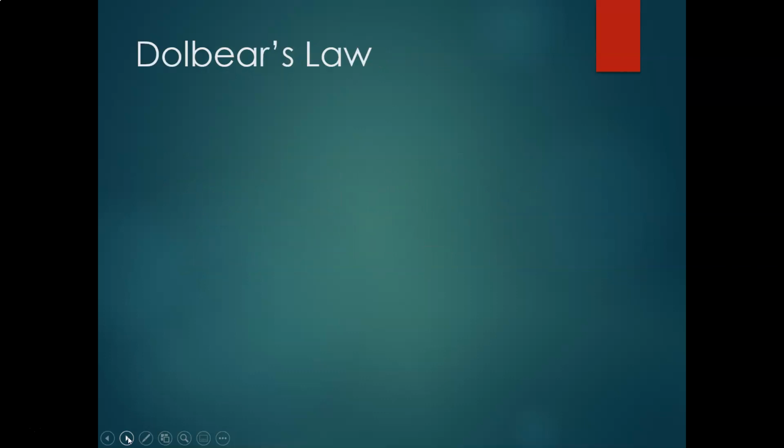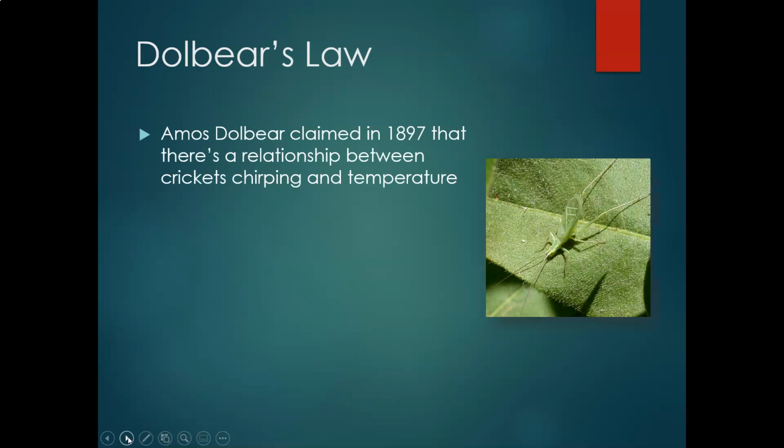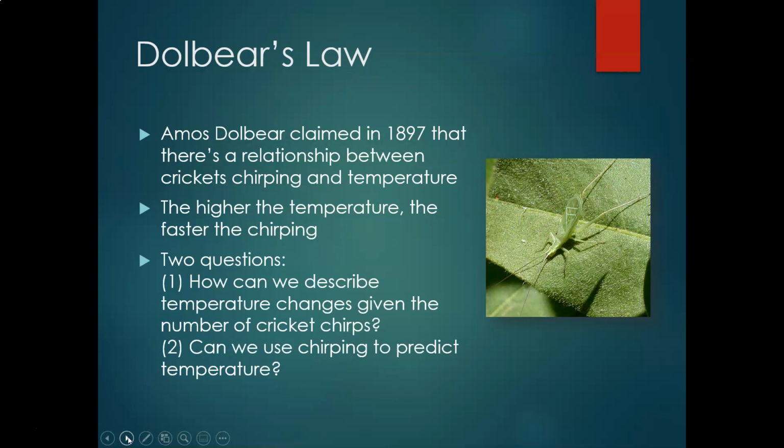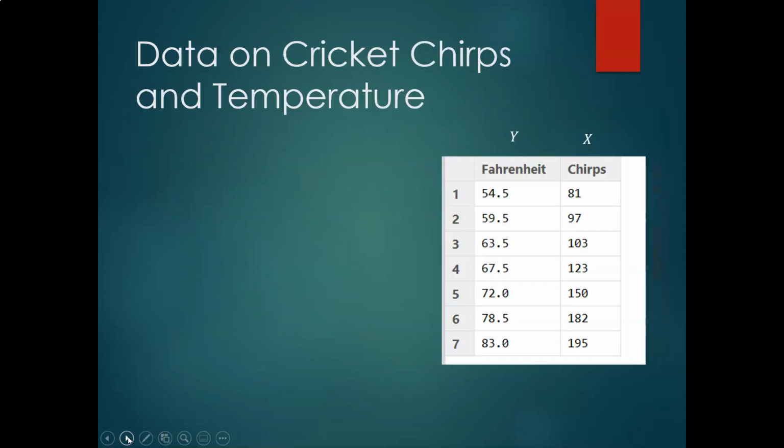I talked early in the introductory video about Dolbear. Amos Dolbear claimed in 1897 that there's a relationship between crickets chirping and temperature. The higher the temperature, the faster the chirping. So he had two questions. One, how can we describe temperature changes given the number of cricket chirps? And two, can we use chirping to predict temperature?